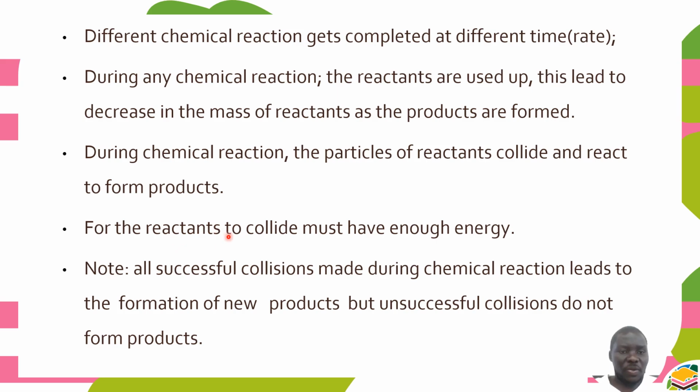There will be no reaction. So for us to understand chemical reaction, for the reactants to collide to have a reaction, they must have enough energy. They must possess energy in them. So if they collide, if the collisions are successful or fruitful, it may lead to a reaction to occur. But if the collisions between the reactants are not successful, the reaction may not take place.